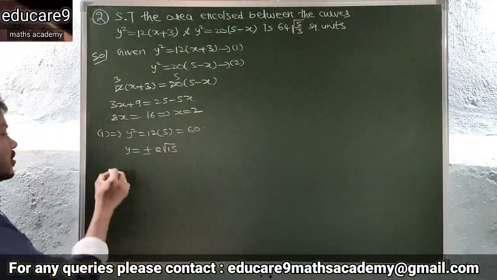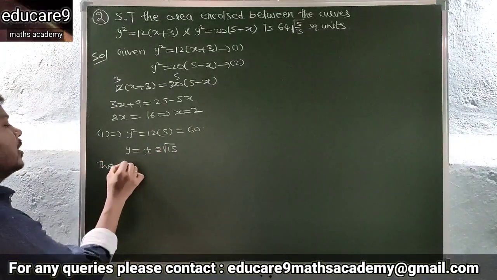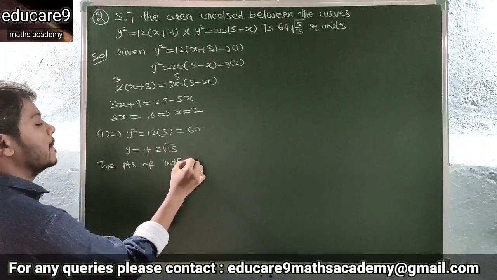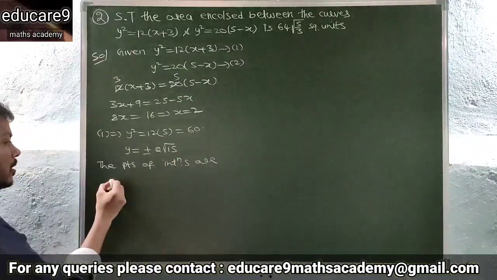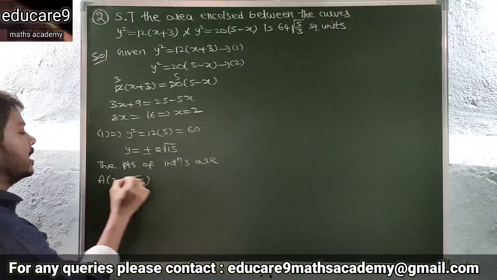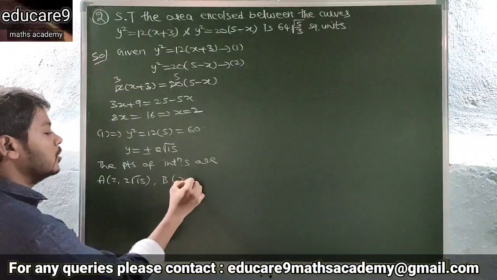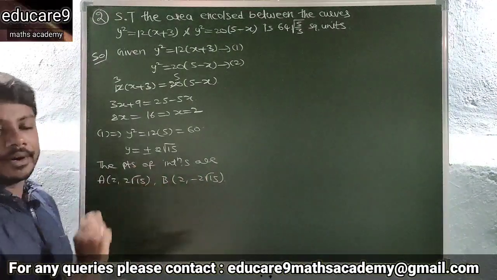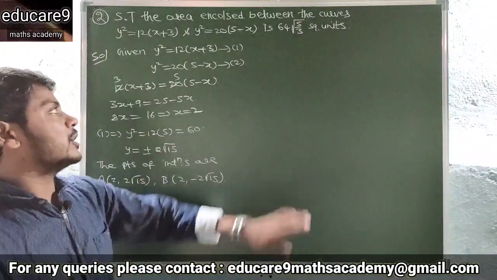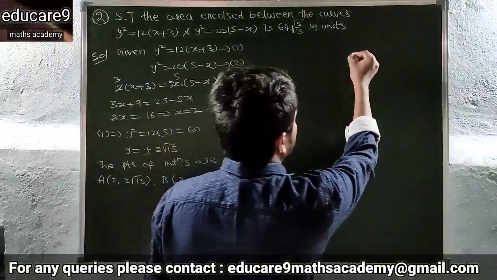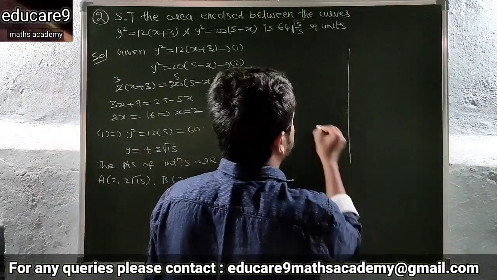Therefore the points of intersection are: one is 2 comma 2 root 15, suppose that is A, and B is 2 comma minus 2 root 15. So these two are the points of intersection. Now we have to draw the graphs of equation 1 and equation 2. So for that, consider the coordinate axes.